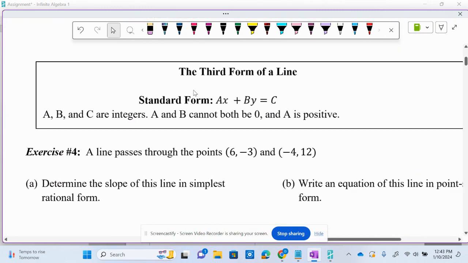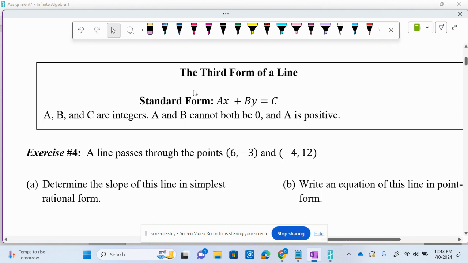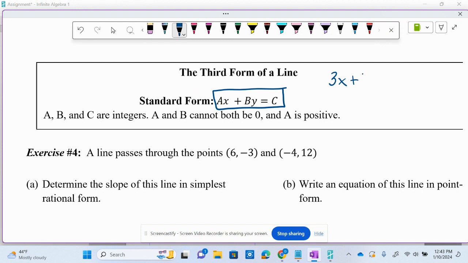Last class period, I was told that you guys didn't see this very much in Math 1. The form that we're going to talk about right now is called standard form. Have you seen an equation that looks like this? AX plus BY equals C. If I were to write an example like 3x plus 4y equals 12, have you seen something like that before? Yeah, that's called standard form.